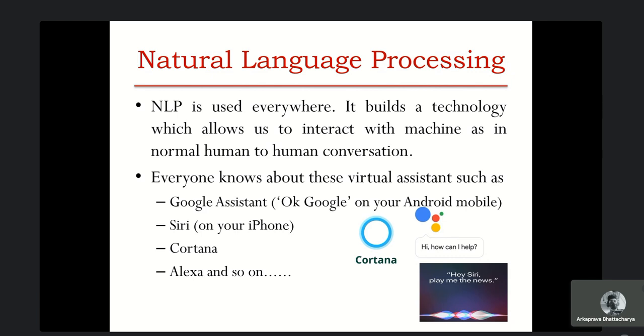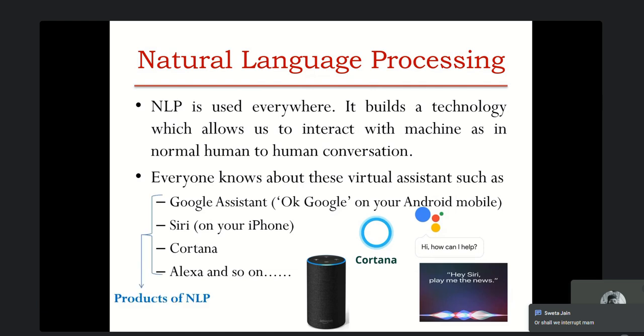How is Alexa able to understand human language? You say, Alexa, play the music. How is it able to understand? The human language, the natural language, is converted into text, which is analyzed by Alexa, and further the reply is converted into text and generated in the form of sound.